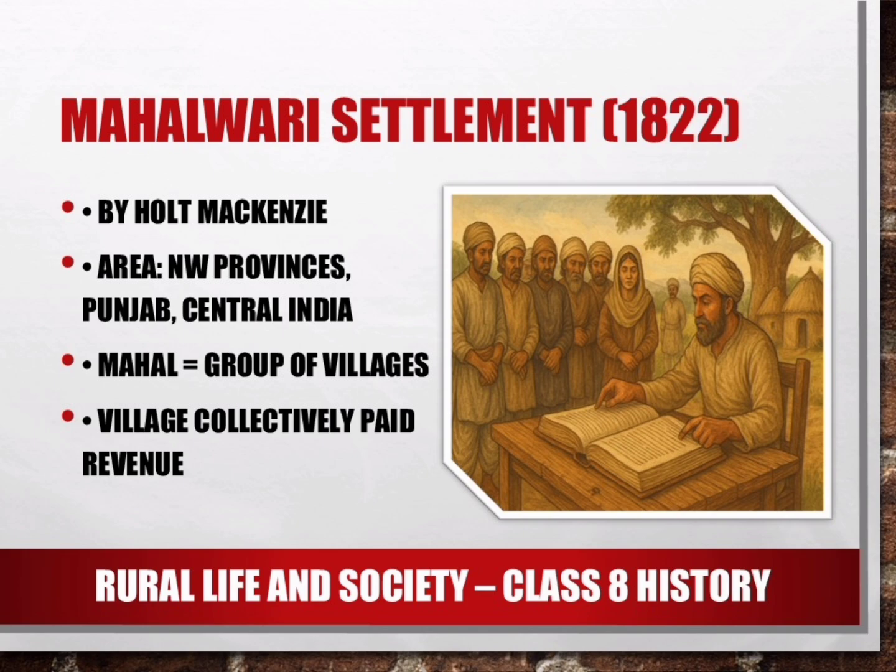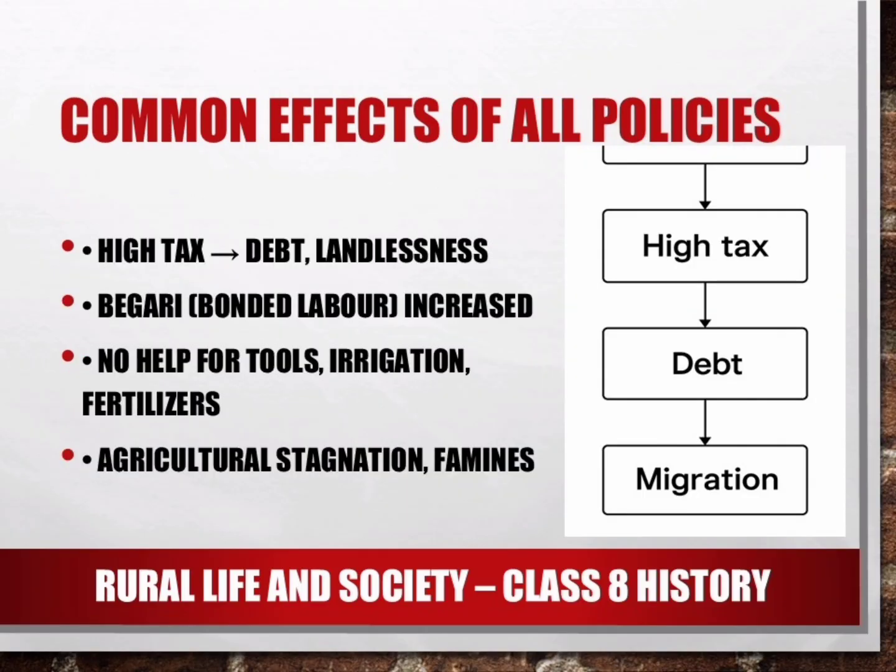Much land was left uncultivated and people began migrating from villages. So friends, this is how British revenue policies affected them. Now, what do the Permanent Settlement, Ryotwari Settlement and Mahalwari Settlement have in common? All systems had a high revenue demand.